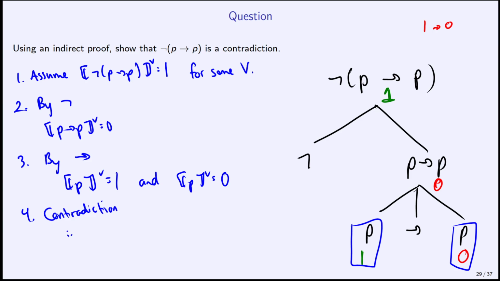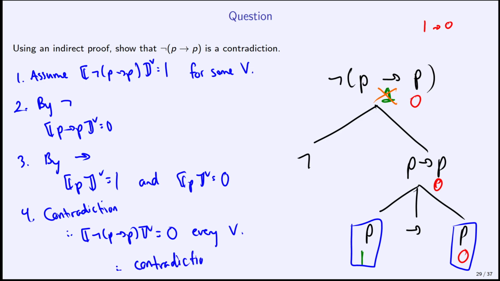Therefore, our assumption is incorrect. Our assumption that we can have a true row is wrong. It must be false in every row. Therefore, we can say that not P arrow P is false for every row V. And therefore, we know that this well-formed formula is a contradiction.